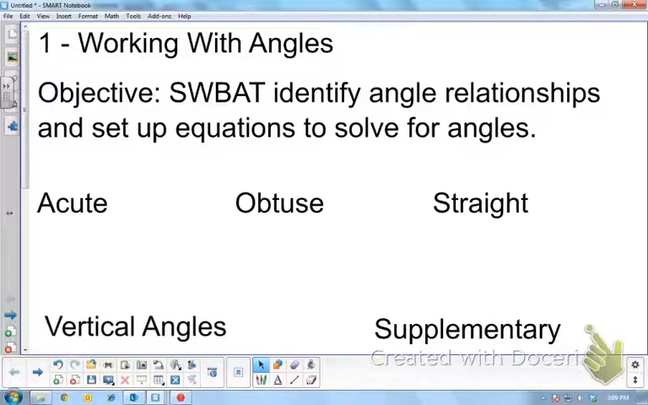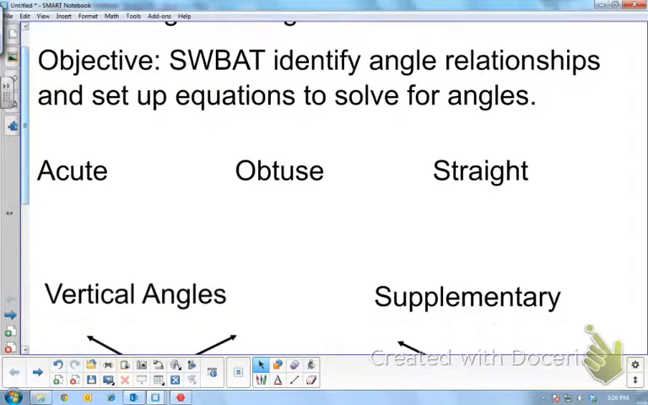So our goal today is to be able to identify all the various angle relationships that are possible and set up equations to solve for angles. So some of our basic angles are acute angles, obtuse angles, and straight angles. And hopefully these are terms you recognize and have heard before in previous math classes.